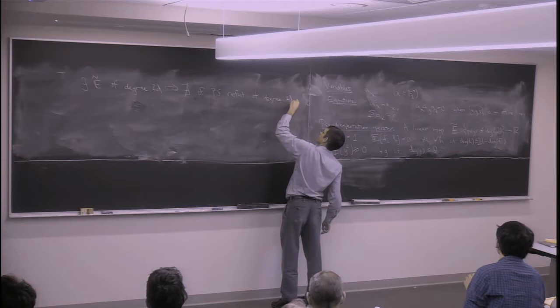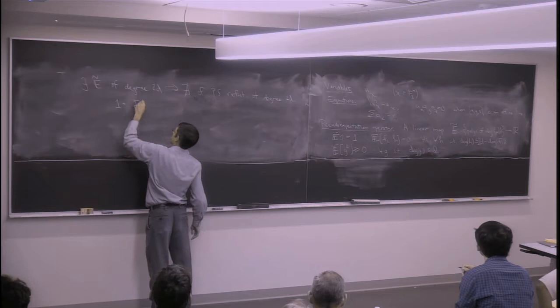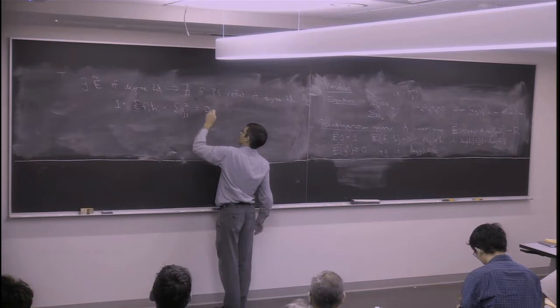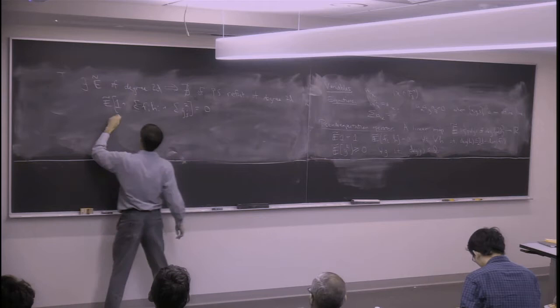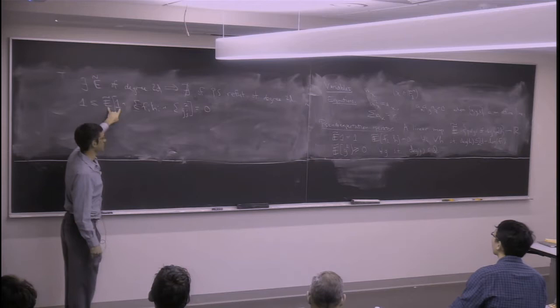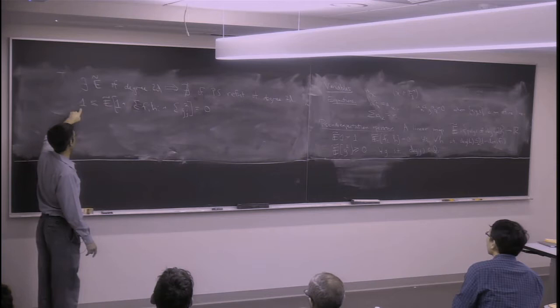If you have 1 plus the summation of f_i h_i plus the summation of g_j squared equals 0, if that's your positive Stellensatz refutation, you apply E tilde to both sides. You get 0 on this side, and on the other hand, the axioms for pseudo-expectation say that this gives you 1, this gives you 0, and that gives you something non-negative. So the left-hand side is greater than or equal to 1, a contradiction.